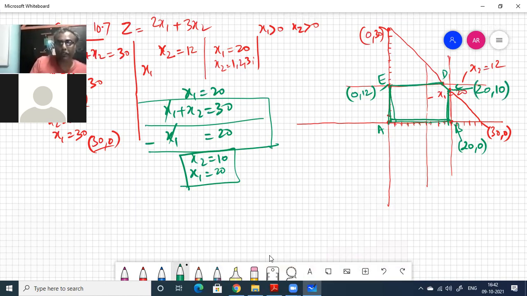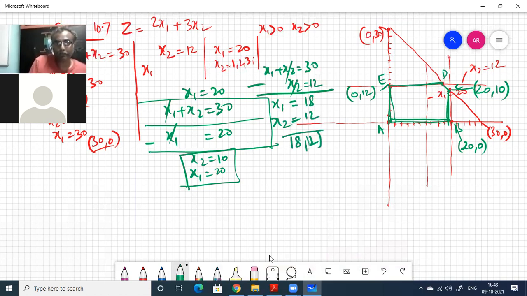What about this other point? This one is the intersection of the line x2 equal to 12 with the line x1 plus x2 is equal to 30. Again, you subtract, x2 will cancel off, and x1 equal to 18. Then x2 is equal to 12. So this is 18 comma 12. D is 18 comma 12.